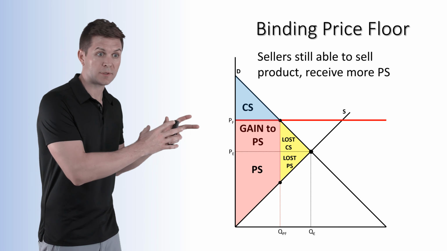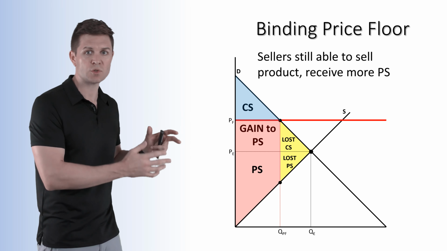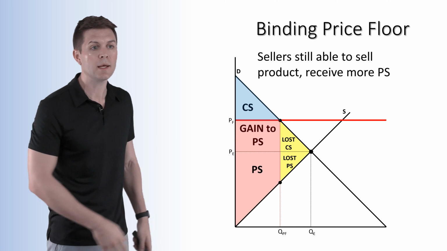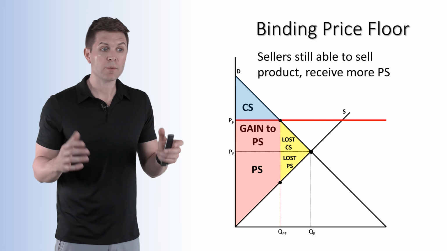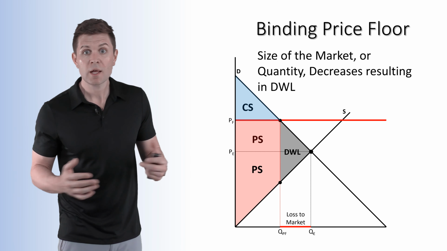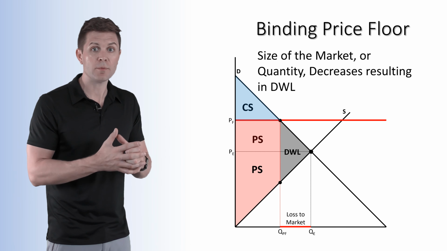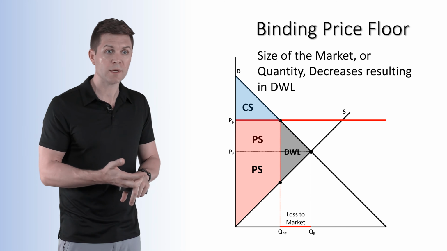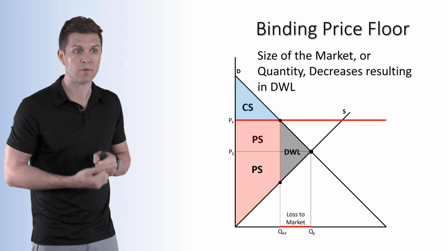Consumer surplus has definitely shrunk. Producer surplus, depending on the situation, looks like it went up a little bit because of that higher price. But the yellow is going to shift into what we call deadweight loss, that loss to the market, the loss to consumer and producer surplus due to the shrinking size of the market.